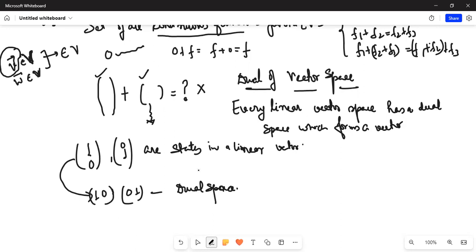Okay, now I have not written a very rigorous derivation or definition, just enough to make you understand that for every vector space there is a dual space which also forms a vector space. So these are the elements of the dual space. If these column vectors are contained in a vector space, then these are the vectors in the dual space.